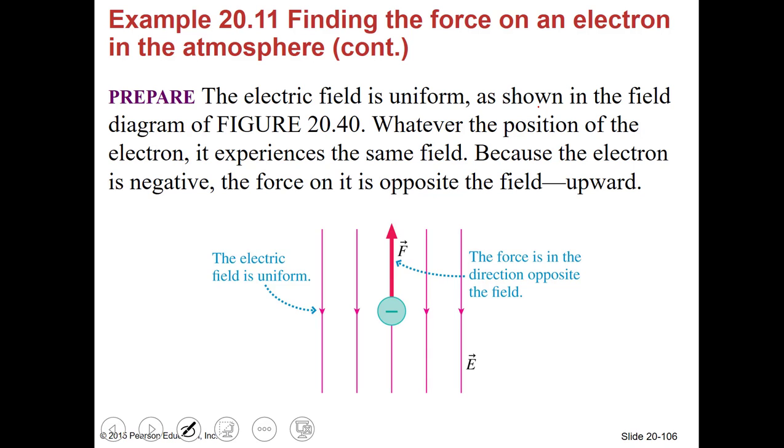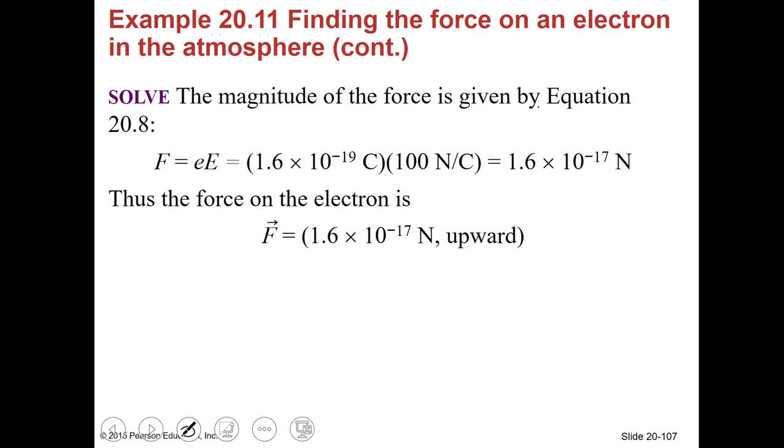Okay, so that's a picture of it. The direction of the force is, as you see there, towards the positive plate, right, from the previous slide. The direction of the force on a negative charge is opposite the direction of the electric field lines. Okay, so here's the magnitude of the force, 1.6 times 10 to the minus 17th, and it's upward.